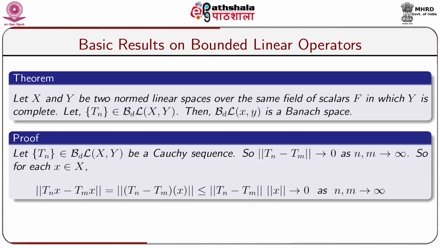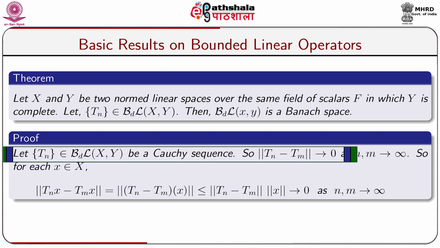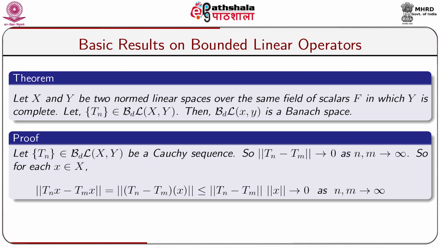Let capital X and capital Y be two normed linear spaces over the same field of scalars capital F, in which capital Y is complete. Then BDLXY is a Banach space. The proof goes below. Let the sequence Tn be taken from BDLXY, which is supposed to be a Cauchy sequence. So, norm of Tn minus Tm tends to 0 as n, m tend to infinity. So, for each x belonging to capital X, norm of Tnx minus Tmx is equal to norm of Tn minus Tm of x, which is less or equals to norm of Tn minus Tm into norm of x, which goes to 0 as n, m tend to infinity.